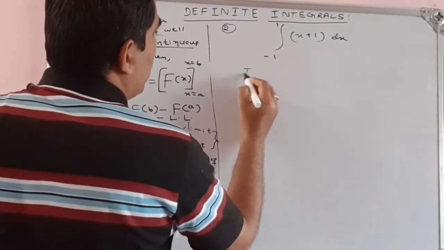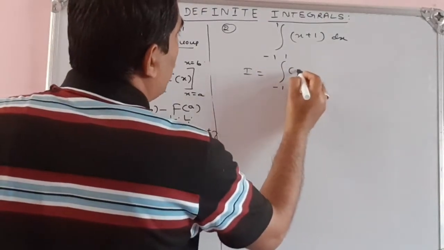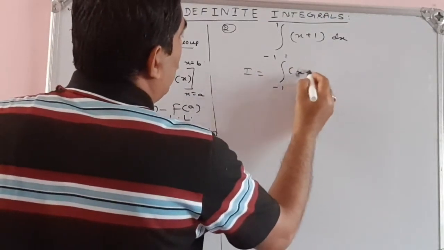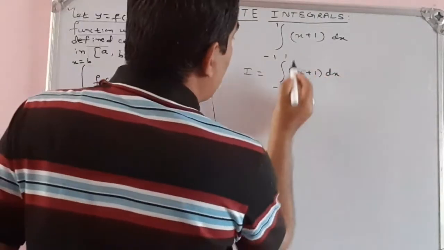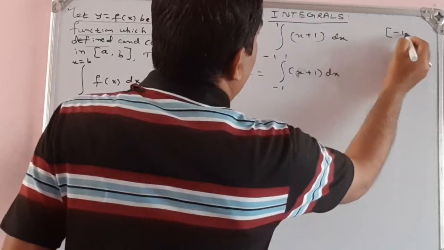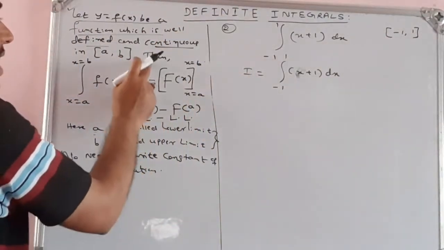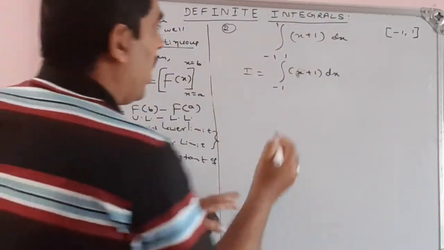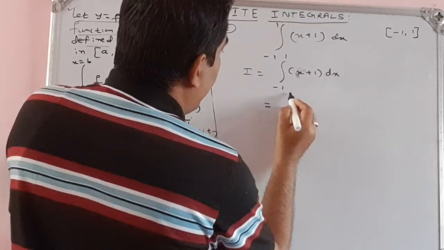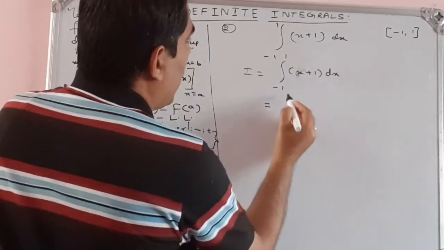So now let me consider this I. I is equal to the integral from minus 1 to 1 of x plus 1 with respect to x. Observe carefully. Here, from minus 1 to 1, that means the function is well defined in that interval, and it is continuous. Then, integration of x plus 1 is the integration of x and the integration of 1. We can do it separately.